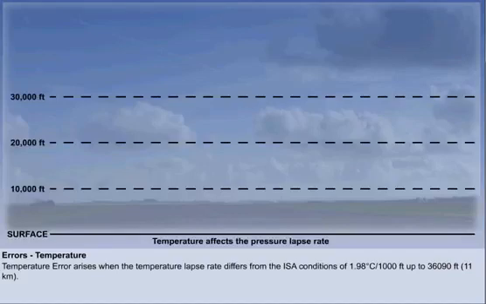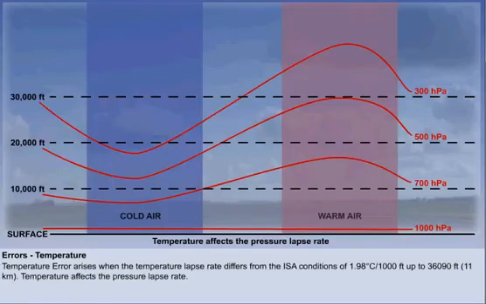Let's look diagrammatically at the effect of temperature error on the altimeter reading when flying through air which is varying from ISA conditions. Let's start by drawing lines of constant pressure and equate those pressures with altitude. If we now put an area of warm air on the right and an area of cold air on the left, we can see that the pressure levels expand in the warm air and contract in the cold air.